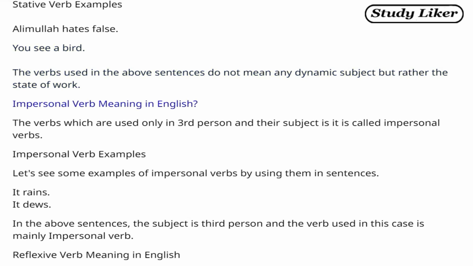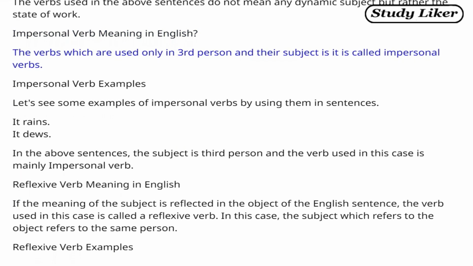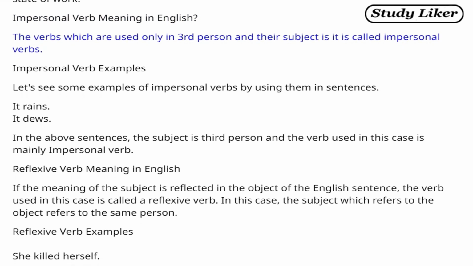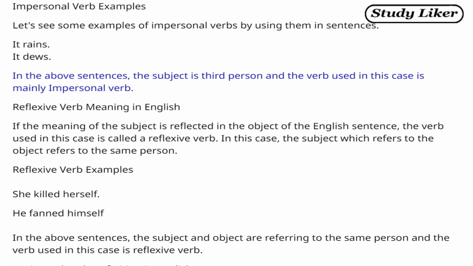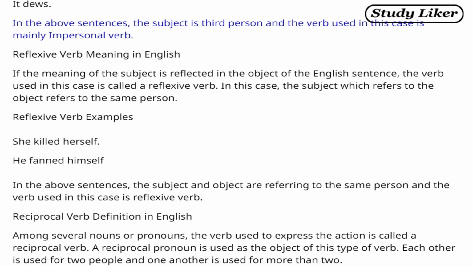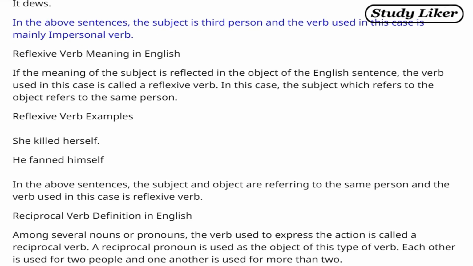Impersonal verb meaning in English. The verbs which are used only in third person and whose subject is it are called impersonal verbs. Impersonal verb examples. Let's see some examples of impersonal verbs by using them in sentences. It rains. It dews. In the above sentences, the subject is third person and the verb used in this case is mainly impersonal verb.